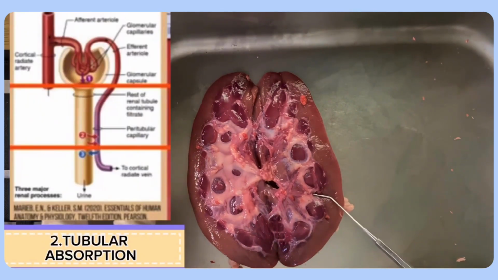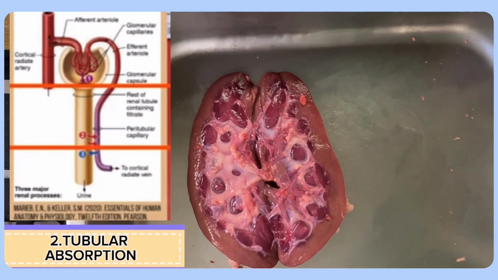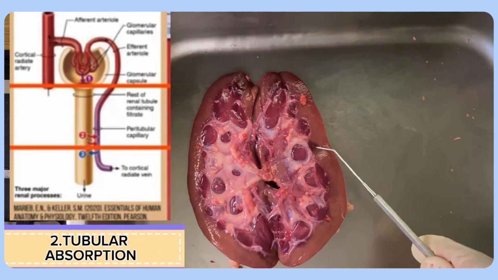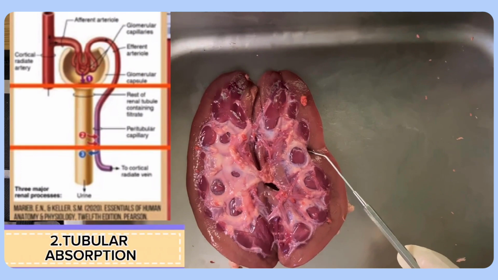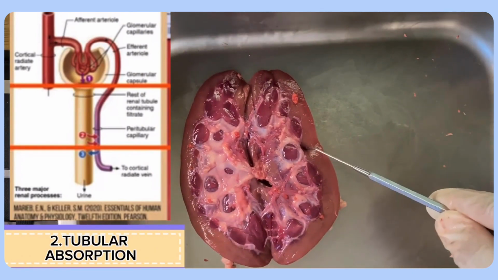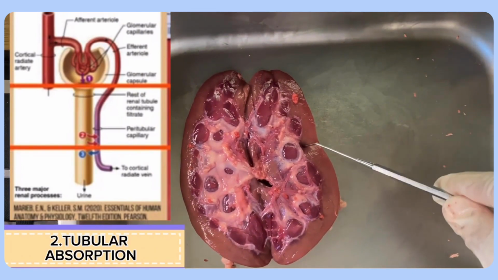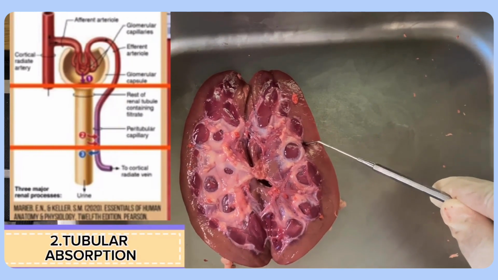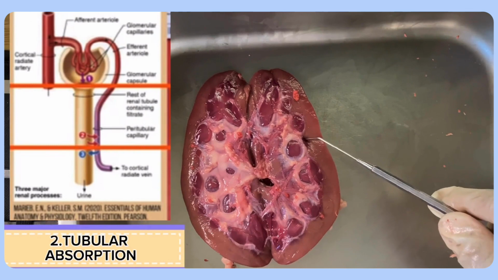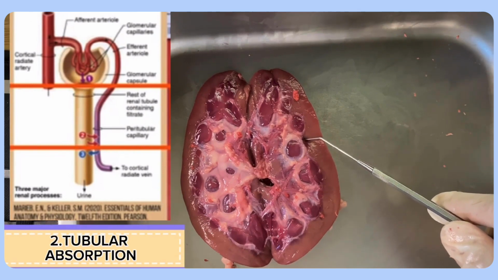Second, we have tubular reabsorption, which happens the moment the filtrate from the Bowman's capsule enters the proximal convoluted tubule. This happens again in the renal cortex. Useful substances in the filtrate are transported out into the tubule cell and then returned to the bloodstream through the adjacent capillaries. The majority of water reabsorption happens in the proximal convoluted tubule of the cortex.